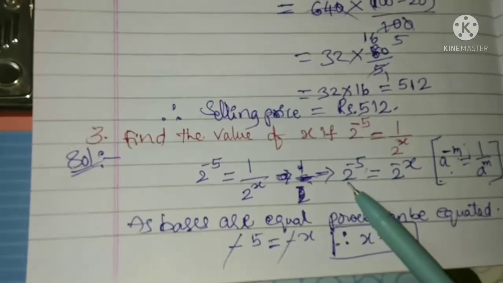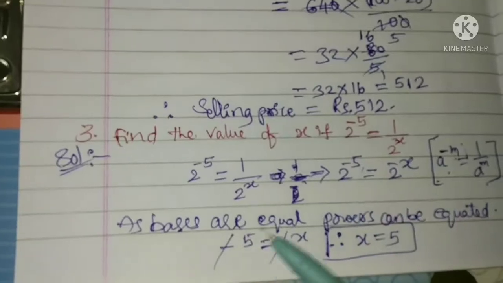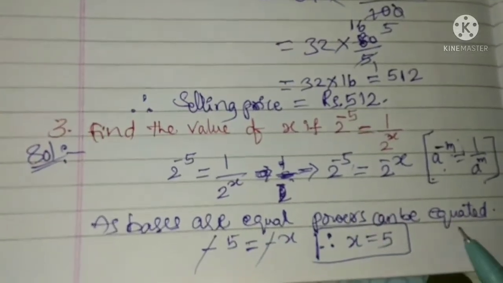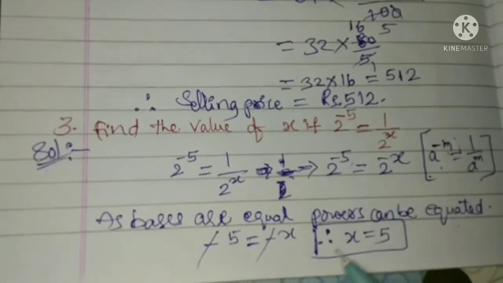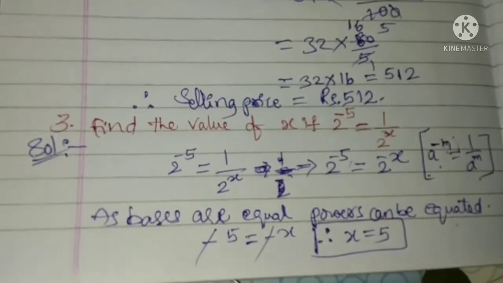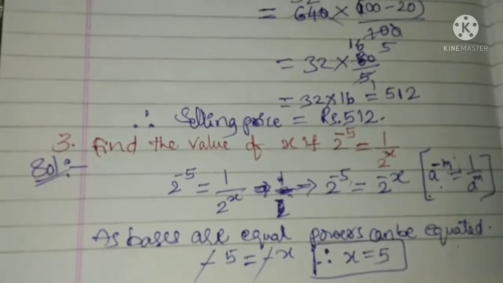As you observe here, both bases 2 and 2 are equal. Therefore, as bases are equal, we know powers can be equated. So powers minus 5 is equated to minus x. Minus 5 is equal to minus x. Minus minus gets cancelled, 5 is equal to x. Therefore x is equal to 5.